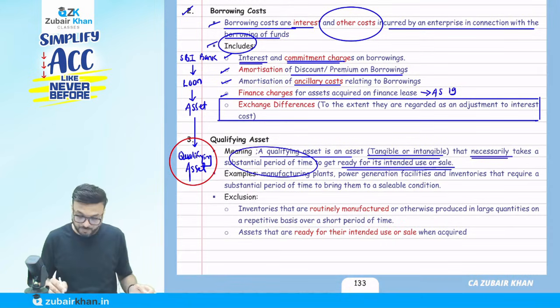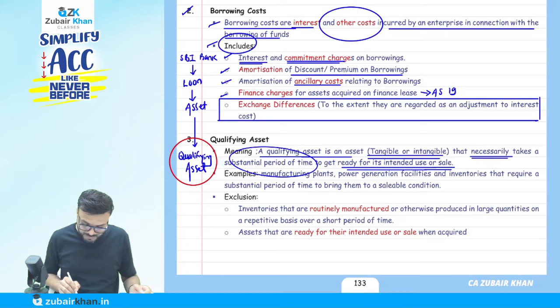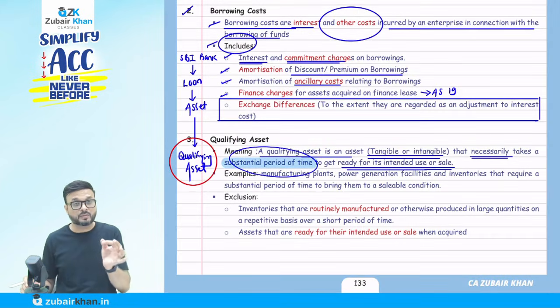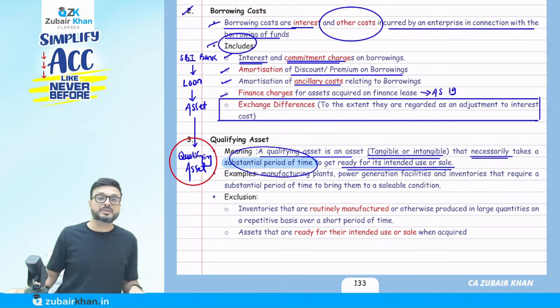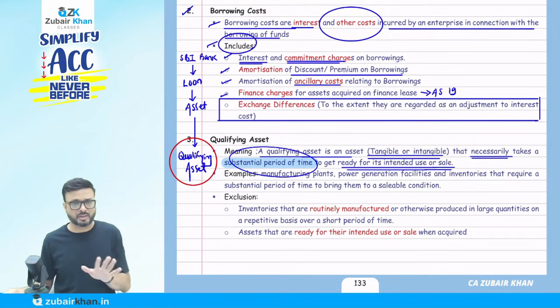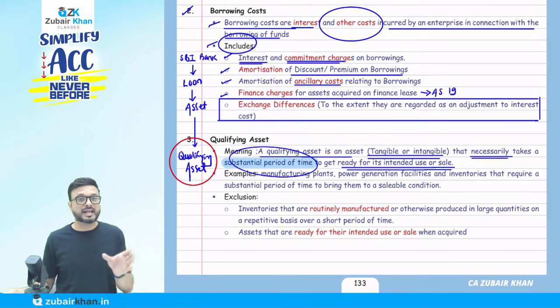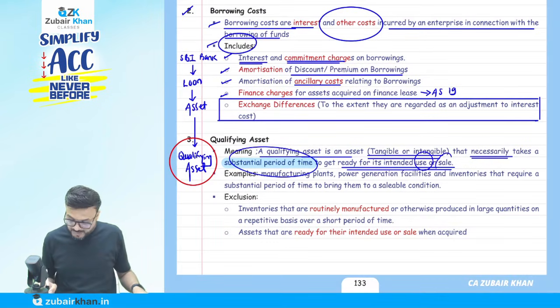Listen very carefully. They say here the qualifying asset means that it's taking a substantial period of time to get ready for its intended use. Now, substantial period of time generally means, say, 1 year, generally, not fixed. Any asset which is taking, how many? 1 year. So on an average 1 year.